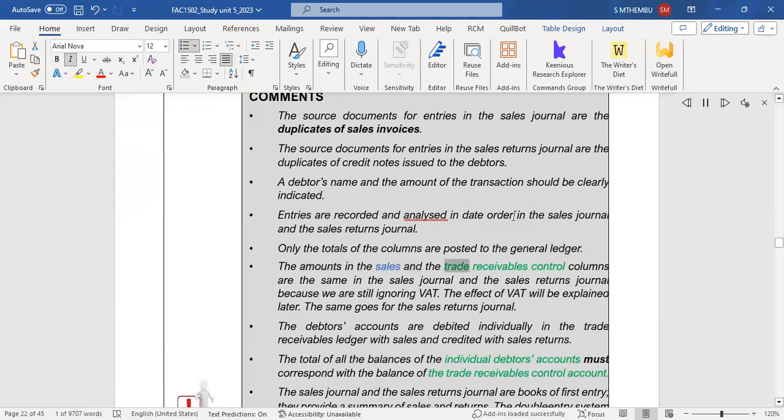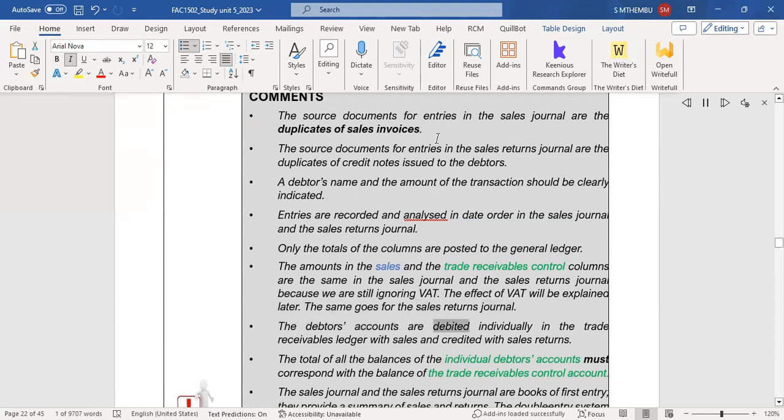The amounts in the sales and the trade receivables control columns are the same in the Sales Journal and the Sales Returns Journal because we are still ignoring VAT. The effect of VAT will be explained later. The same goes for the Sales Returns Journal.